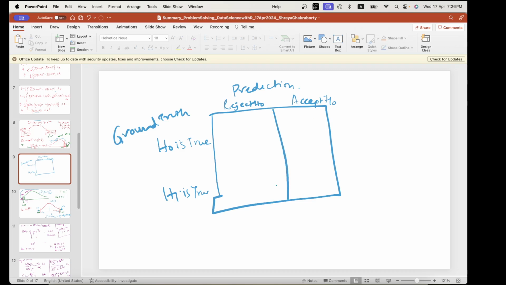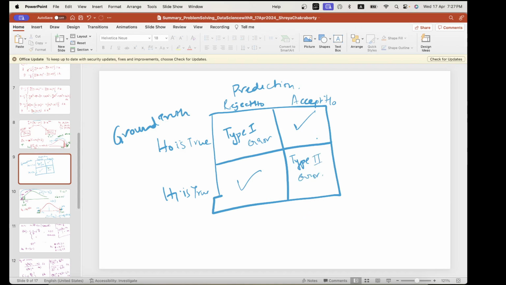Now, if H naught is true and we are accepting H naught, then we are making a correct decision. If H1 is true and we are rejecting H naught in favor of H1, then also we are making a correct decision. But if we are rejecting H naught when H naught is true, that is my type 1 error. And if we are not rejecting H naught given H1 is true, then also we are making an error, that is the type 2 error.